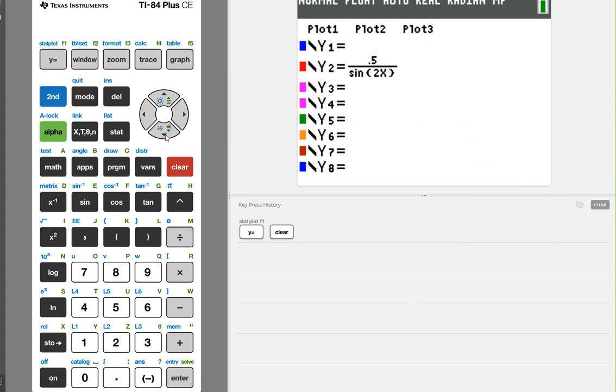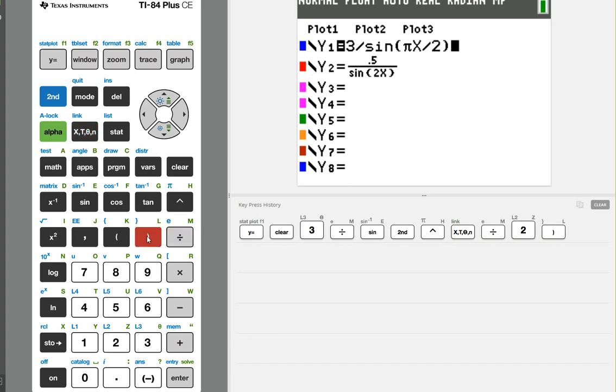So you have a couple of ways you can put this in. I'm just going to write it as 3 divided by sine of pi times x. Professor Jeff is saying it's -3. Oh, thank you so much. Yeah, that should be a negative out in front.